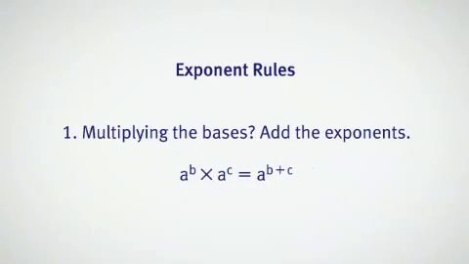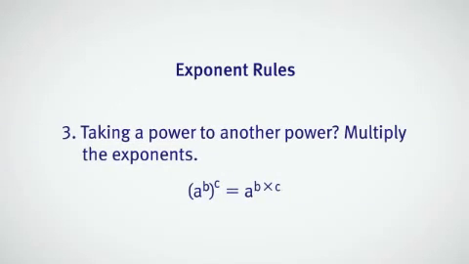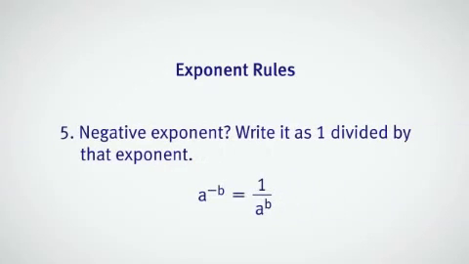To review, keeping track of these 5 rules will make exponent questions a lot easier. Rule 1. Multiplying the bases, add the exponents. Rule 2. Dividing the bases, subtract the exponents. Rule 3. Taking a power to another power, multiply the exponents. Rule 4. Multiplying different bases to the same power, multiply the 2 bases together and take that result to that same power. Finally, Rule 5. Negative exponent, write it as 1 divided by that exponent.